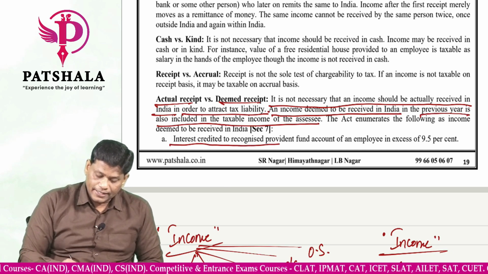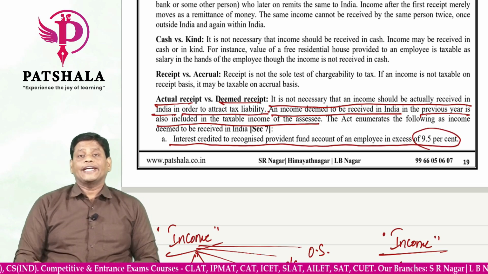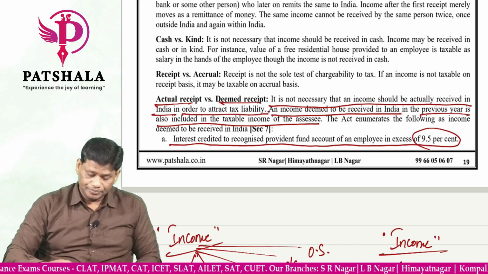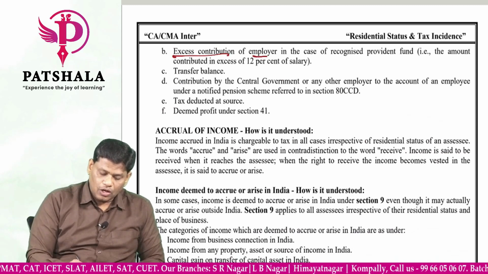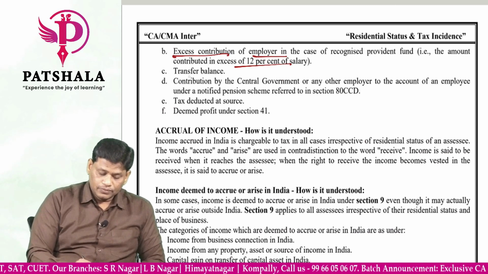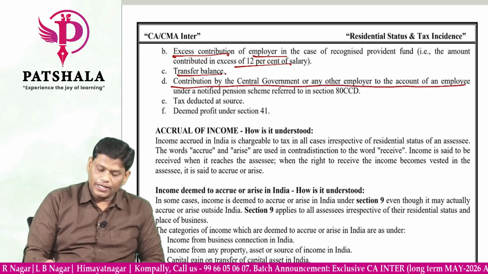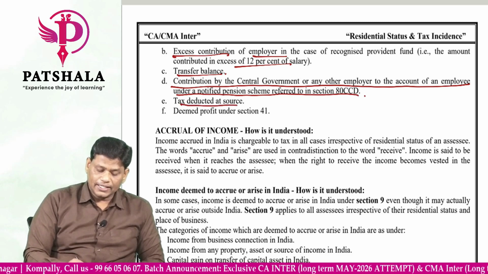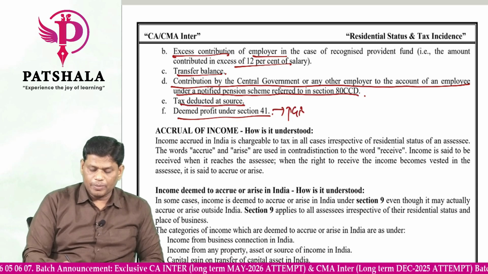Interest credited in a recognized provident fund of an employee in excess of 9.5%. This we'll understand when we go to the salary chapter. Excess contribution of the employer in respect of salary to your provident fund. Transferred balance. Contribution by the central government or any other employer in the account of an employee under a notified pension scheme. Tax deducted at source. Deemed profits under section 41. This we will study under PGB.